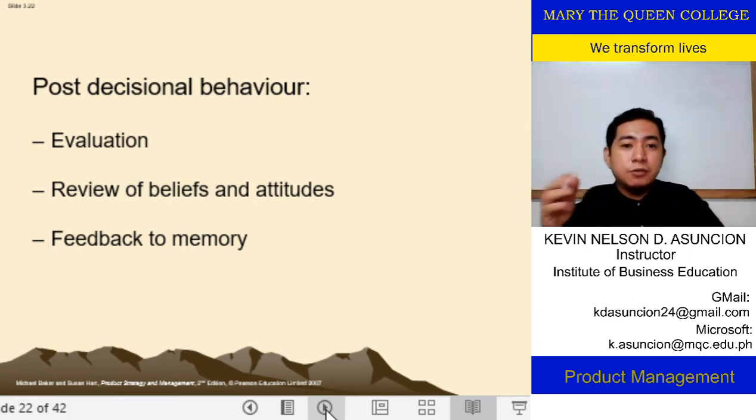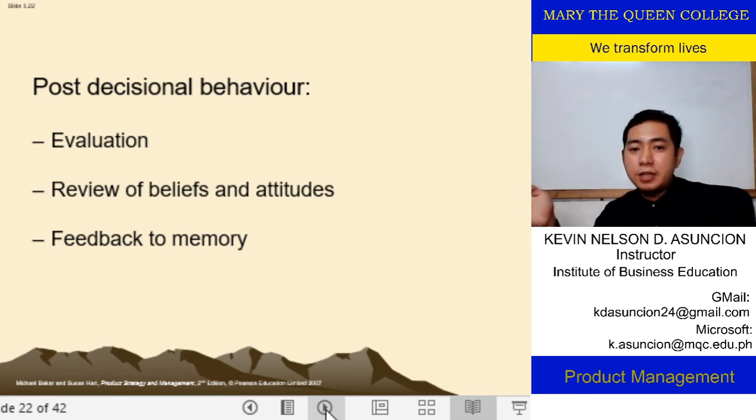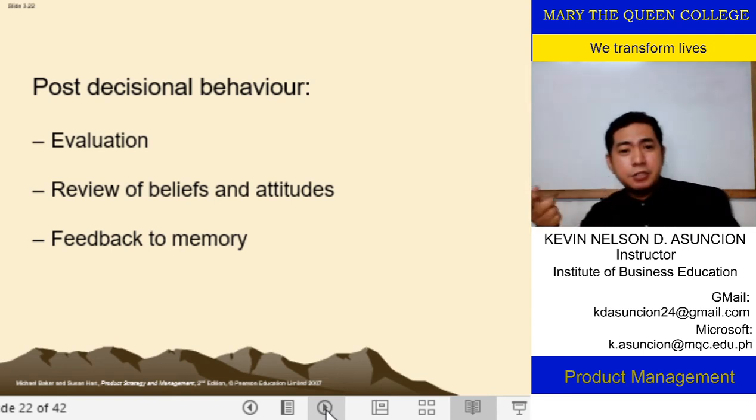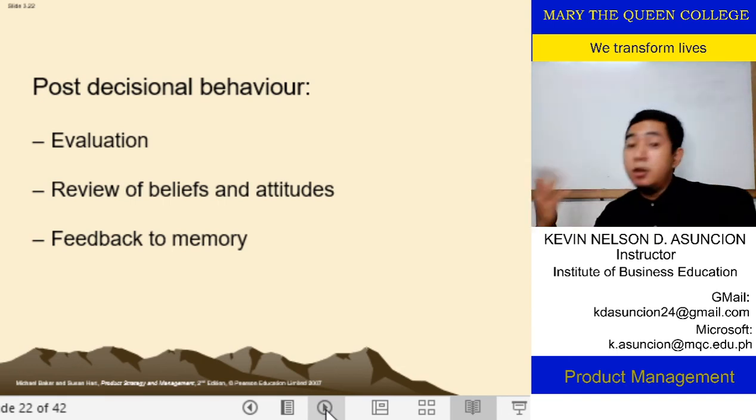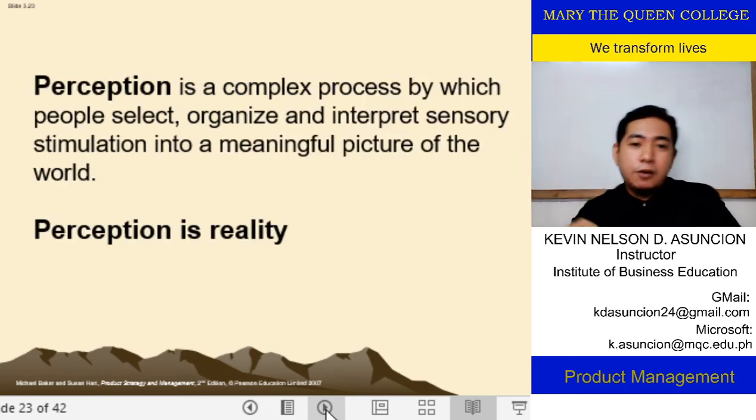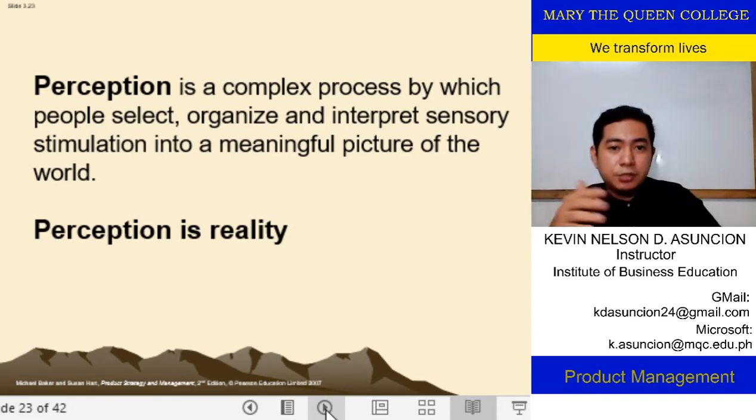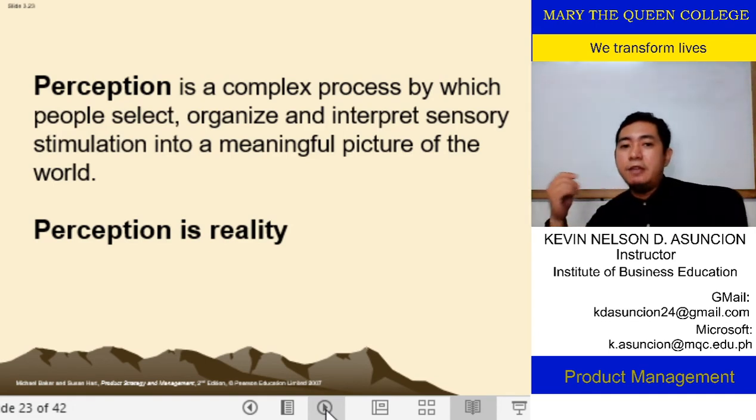Post-decisional behavior includes evaluation, review of beliefs and attitudes. Was your decision as a consumer the right one? So feedback to memory. It's learning. What have you learned? So perception is also a factor affecting buyer behavior.